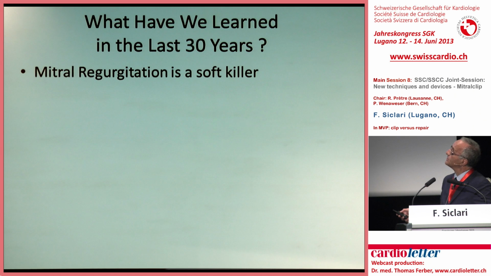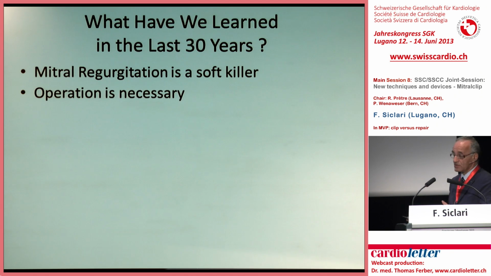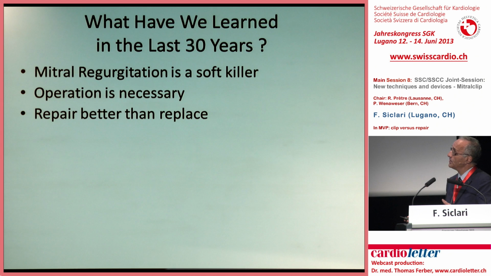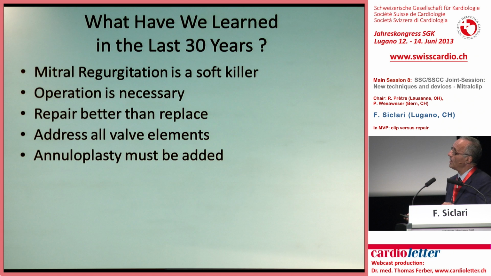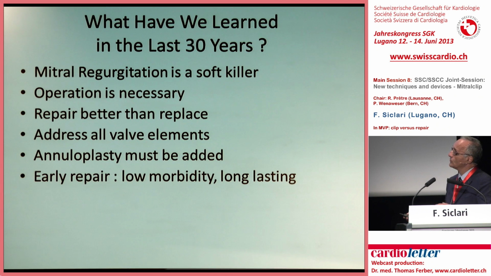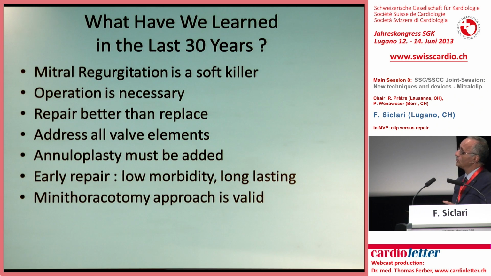What we have learned in the last 30 years, first of all, is that mitral regurgitation is a silent killer. So if you don't do anything, then probably when you decide to operate, it's too late, and the results are not so good. Operation is necessary. The repair is much better than replacement, and we should address all the valve elements, and annuloplasty must be added. We found out that annuloplasty is a very important issue. Early repair leads to low morbidity and long-lasting results. And the mini thoracotomy approach seems to be valid. So, but you want more.